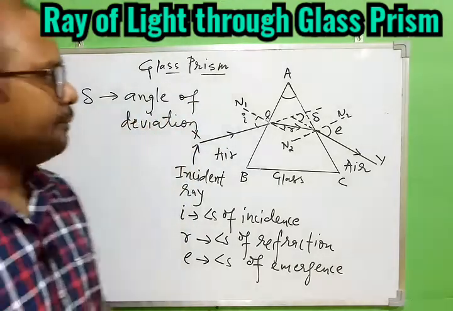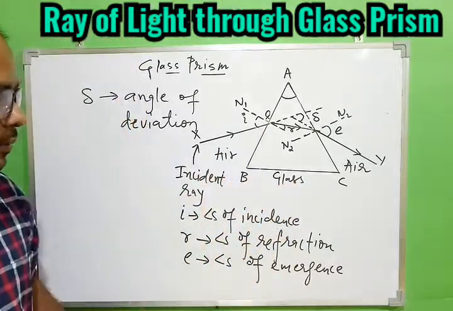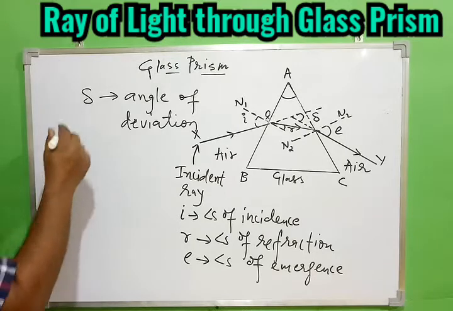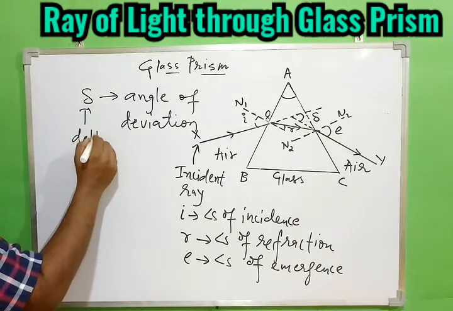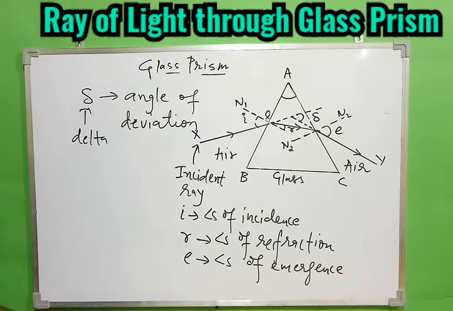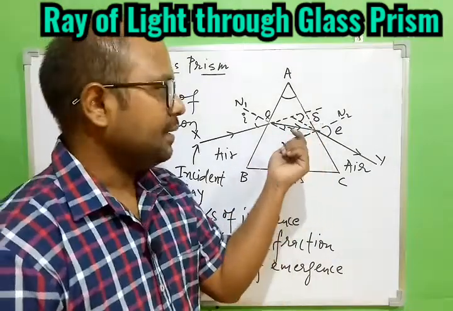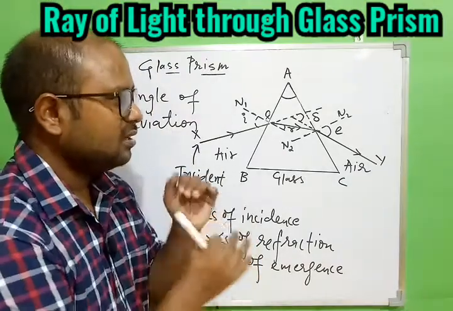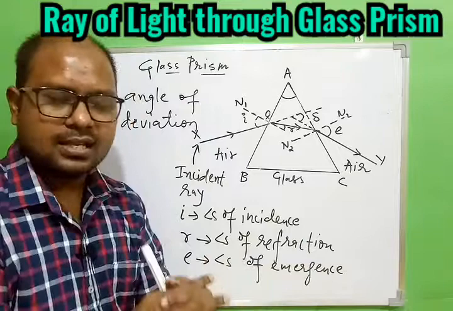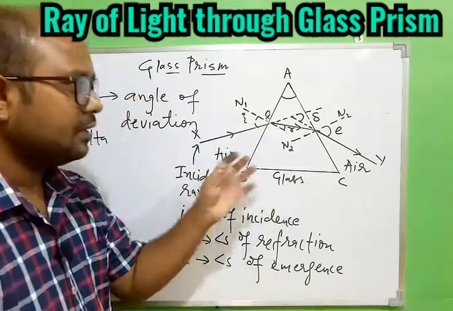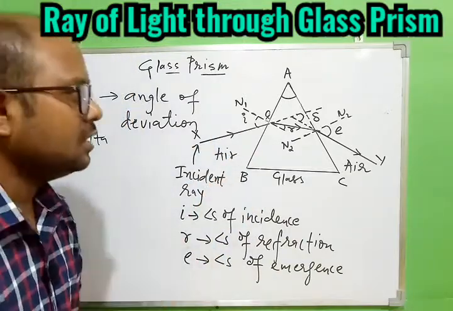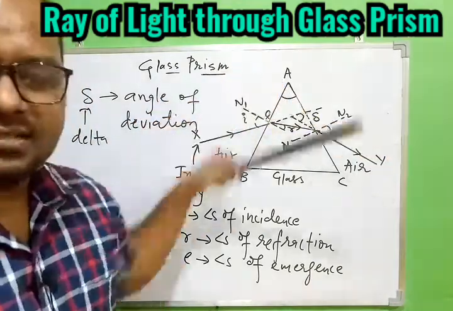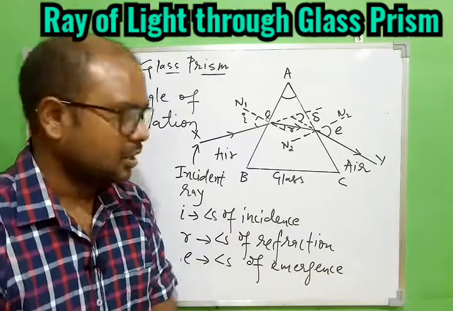So I hope you understood the different angles we have: angle I, angle R, angle E, angle delta, that we can write down. Delta is a symbol, okay, but overall this angle is called angle of deviation. So overall we need to know how to draw the diagram for this glass prism, and then we should be able to identify all the angles. So in general here the incident ray is not parallel with the emergent ray that we had in the case of glass slab, okay.